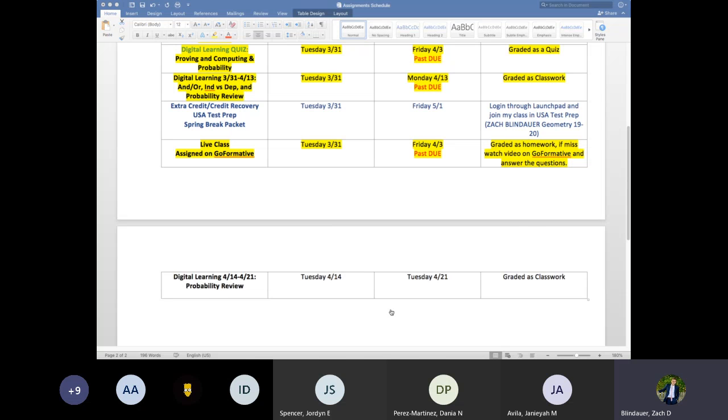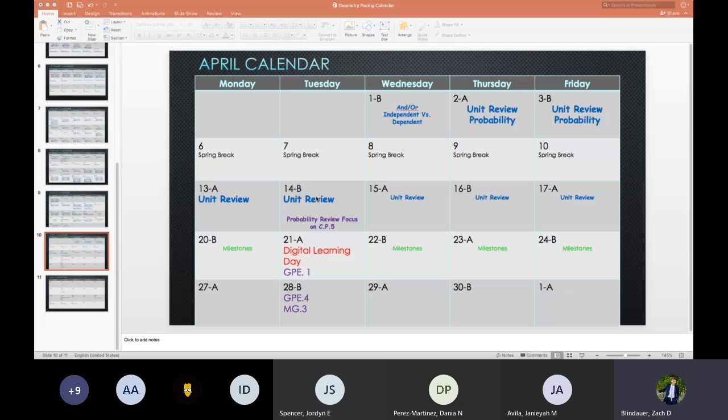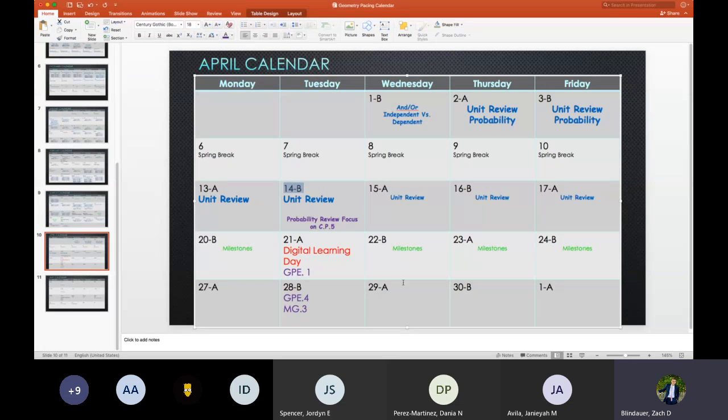But I do want to show you a calendar. So let me pull up the calendar here. There it is. For our calendar, we are here on the 14th. Obviously, the calendar is a little bit different now. I had to make adjustments due to us not being in class.